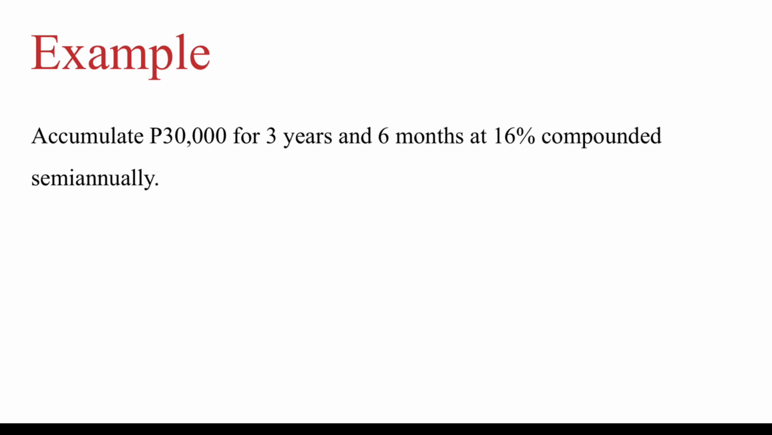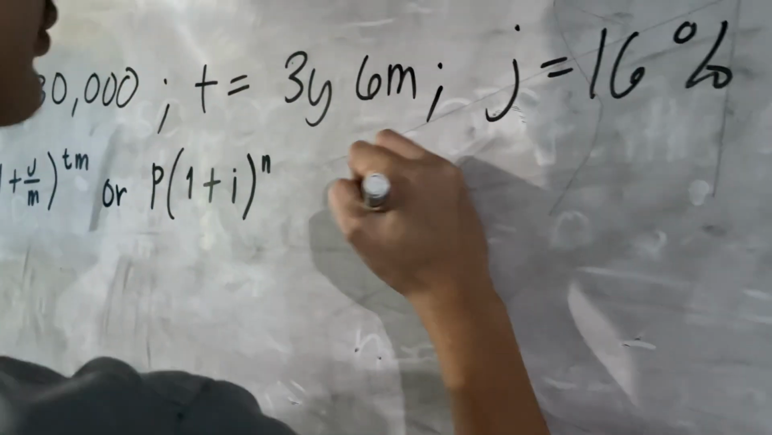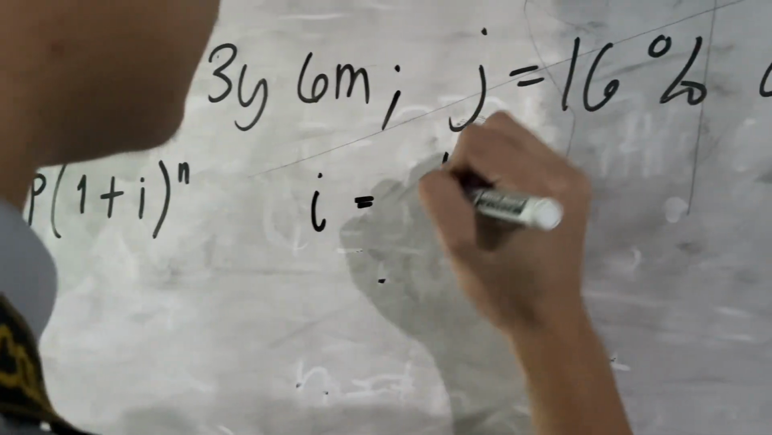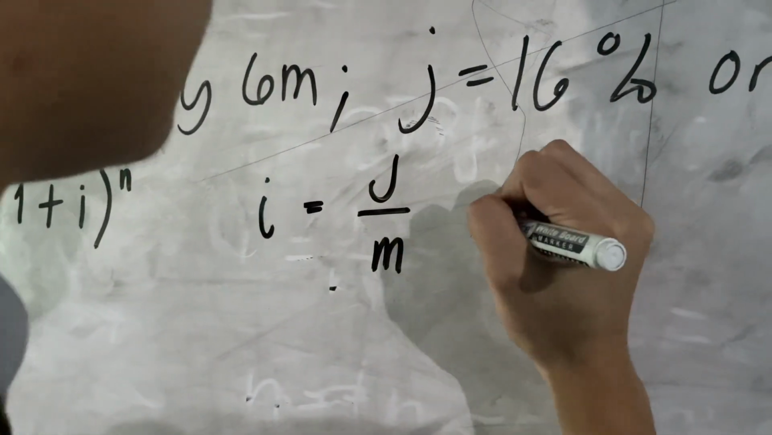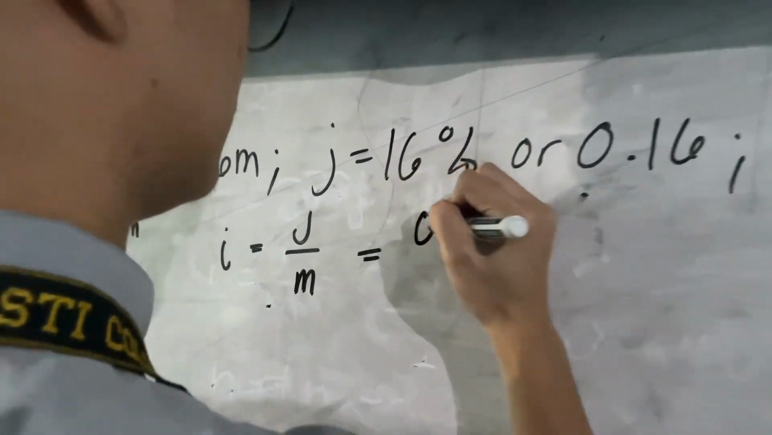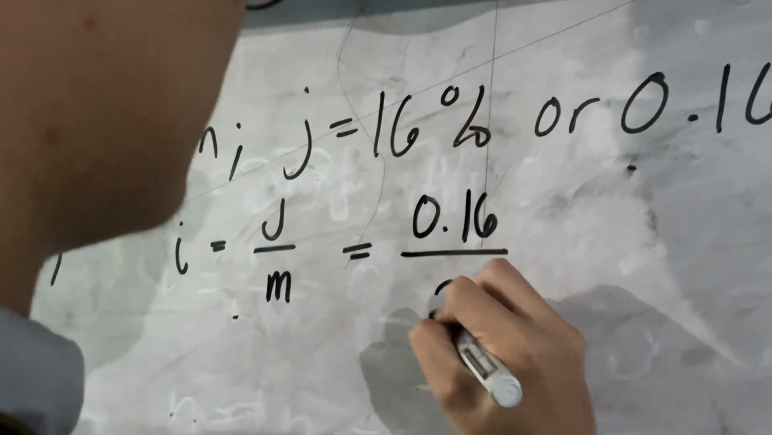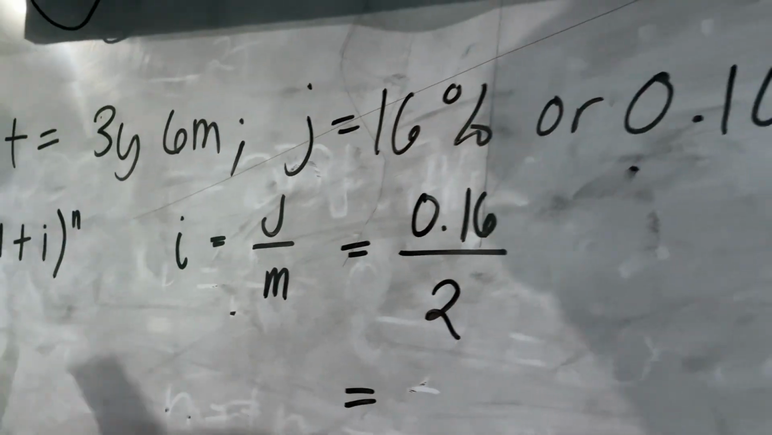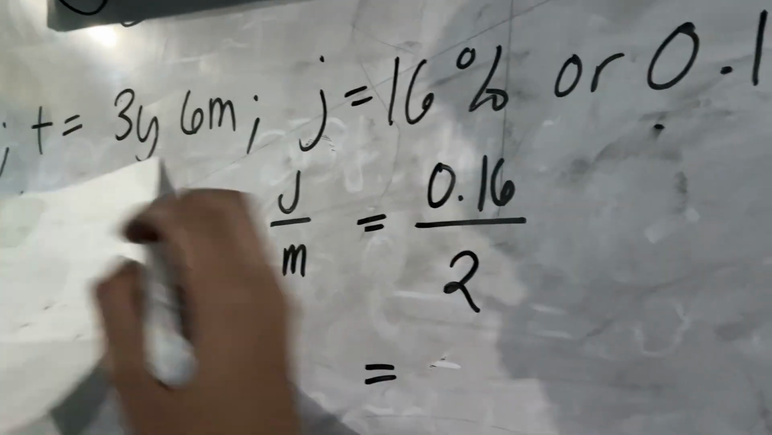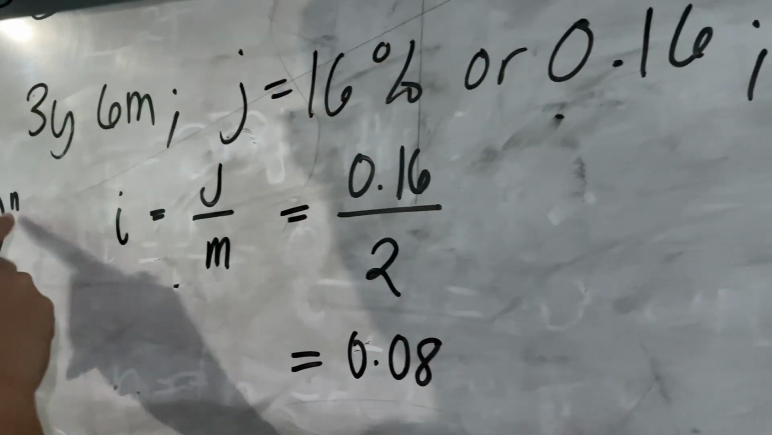Accumulate 30,000 for 3 years and 6 months at 16% compounded semi-annually. Let us look for i first. Our j is 16% or 0.16. Our m is 2. If we divide it, we get 0.08. To find n, we will multiply t and m. Our t is 3 years and 6 months or 3.5. Our m is 2. Their product would be 7.